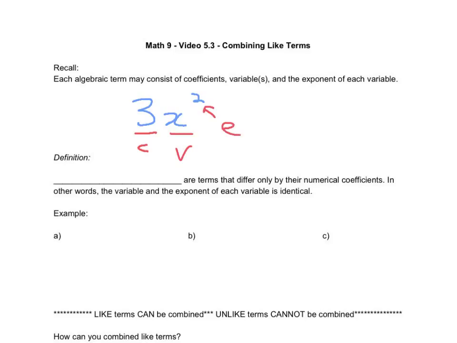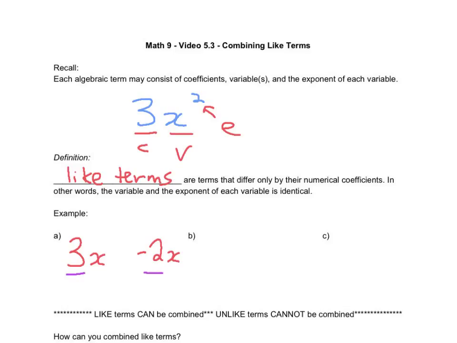Okay. The blank here is like terms. Like terms are terms that differ only by their numerical coefficient. This means that the variable and the exponent of each variable is identical. So for example, we could have 3x and negative 2x. The only difference between these two terms is this numerical coefficient.